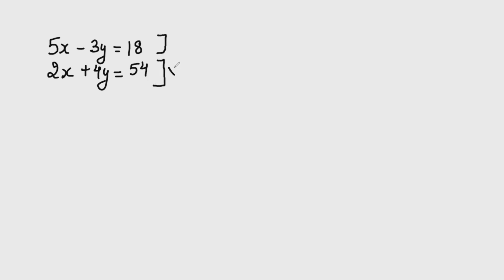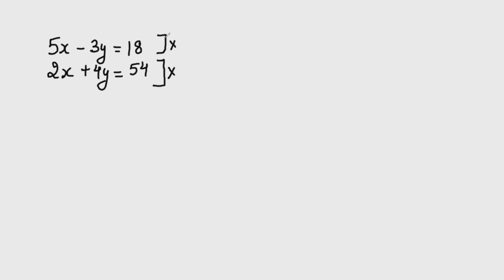We'll learn how to solve simultaneous equations with different coefficients. For example, 5x minus 3y is equal to 18, and 2x plus 4y is equal to 54. Here you can see in both the equations, the coefficients of x and y are different from each other. In the elimination method, we need at least one of the variables to have the same coefficient. So to do so, we have to multiply the first equation as well as the second equation by some number.